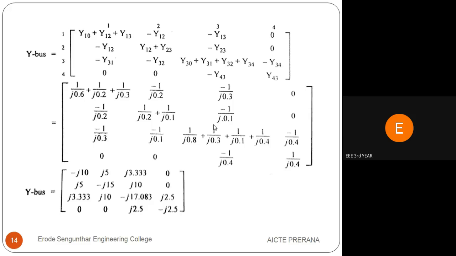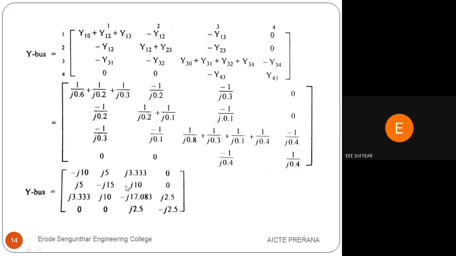all the values, we will get the final answer as Y bus: first row is minus j15, j10, j5, j3.33, 0, and the second row consists of j5, that is minus j15, j10, and 0. Third row is considered as j3.33, j10, minus j17.08, j2.5. And fourth row is considered 0, 0, j2.5 and minus j2.5.